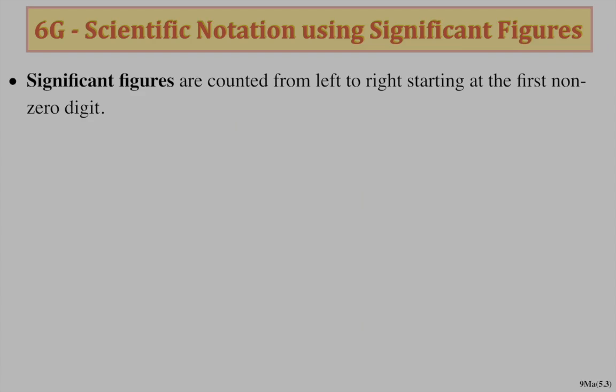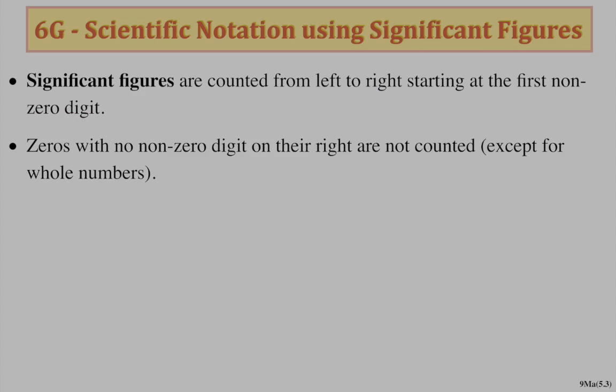First of all, significant figures. When you have a number and you're asked to find how many significant figures there are, you count how many digits there are from left to right, but you start at the first number that's not a zero, so you can't start with a zero. And if you have zeros at the end of the number, they are not counted unless they're whole numbers, and then we'll talk about that. That's a special case.